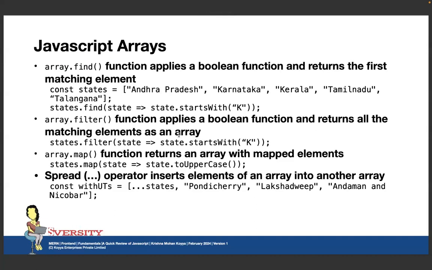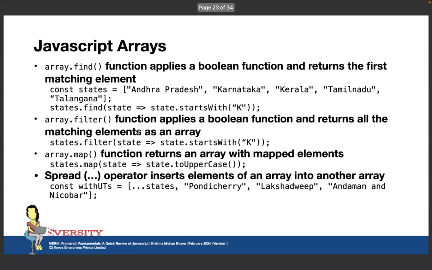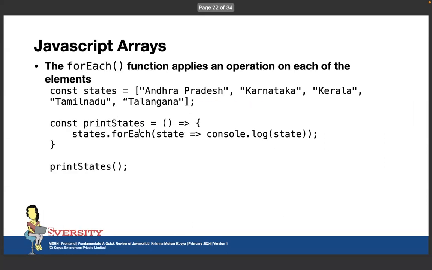Okay, now you have few other functions like the find function, filter function, and map function. If you understood the forEach function, you can understand these functions also easily. So in the find function, find also takes a function as an argument. And that should be a predicate. What does that mean? The function must return a Boolean value. forEach will not return anything. forEach takes a void function.